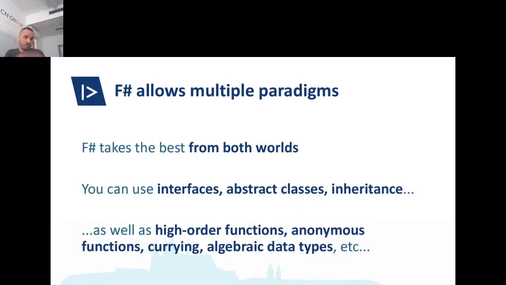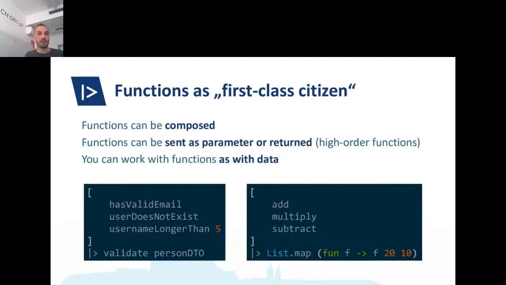F# will not force you to do things any differently, but you can also use the functional stuff like higher-order functions, anonymous functions or lambdas, currying, algebraic data types, and other cool stuff. So that's pretty cool about F#, that it doesn't force you to do anything. It's up to you to decide which one is the best.